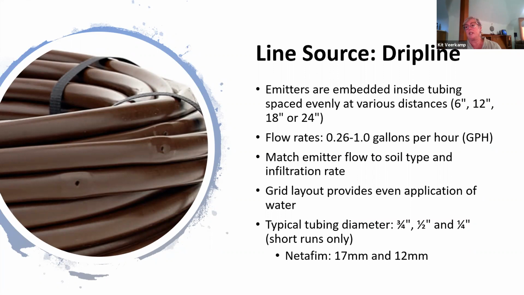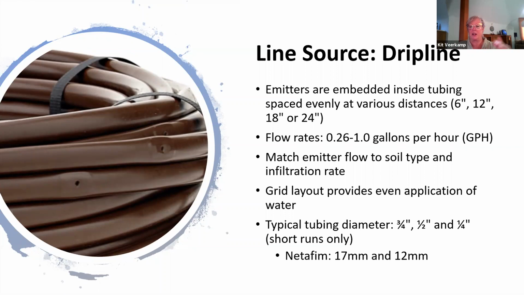Generally, if you were going to be in a sandy soil, you would need to use something on the order of a 6-inch spacing. If you're in clay loam soils, 12-inch spacing, and in clay soils, you're going to be using 18 inches or 24-inch. And again, the flow rates vary widely. There's usually quarter, half gallon, and 1 gallon per hour. So again, what you're going to use is determined by your soils.